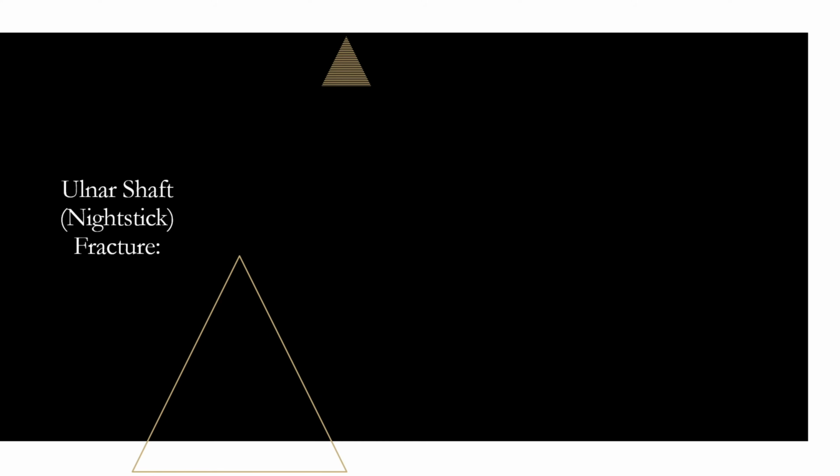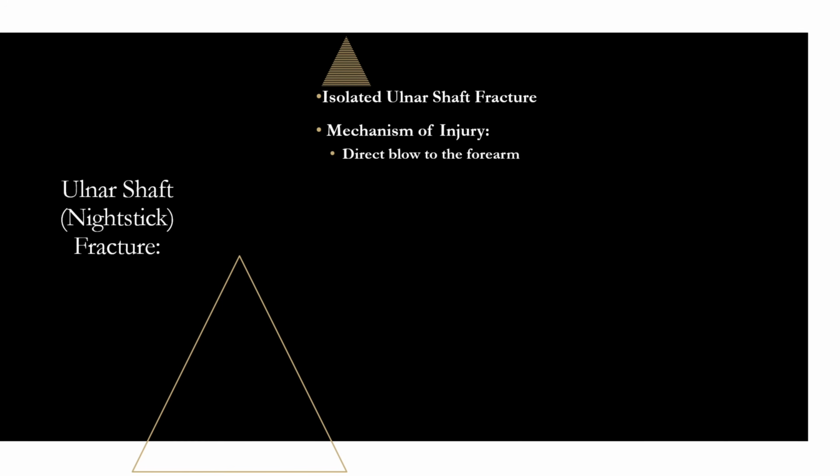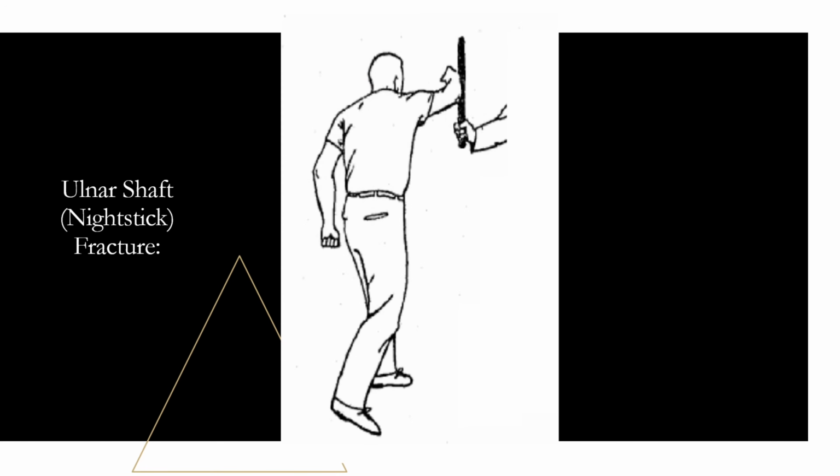Let's move on to our ulnar shaft, or our nightstick fractures. Very little to know with this one. I only bring it up because it might come up on an exam question. The main takeaway here is to know the type of injury that is related to the specific fracture. So this is an isolated ulnar shaft fracture. The mechanism of injury is going to be a direct blow to the forearm. These types of fractures are almost always a result of a direct blow to the forearm. This happens when the patient is using the forearm to protect their head or torso from a blow.